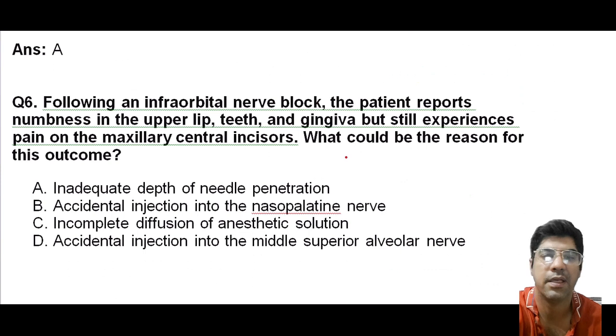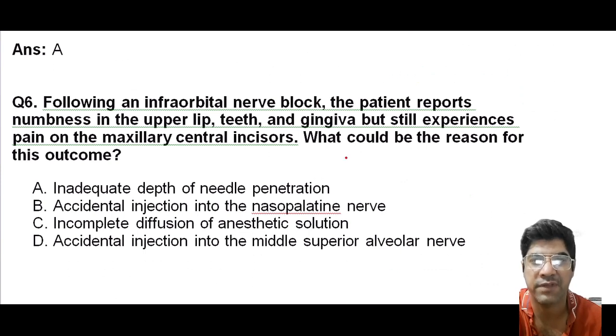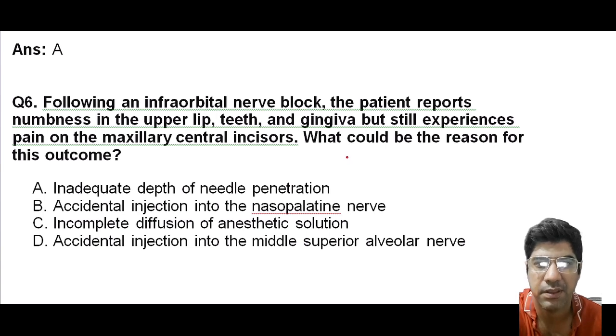Following an infraorbital nerve block, the patient reports numbness in the upper lip and gingiva, but still experiences pain on the maxillary central incisors. So the answer here is option D. The middle superior alveolar nerve innervates the maxillary central incisors.